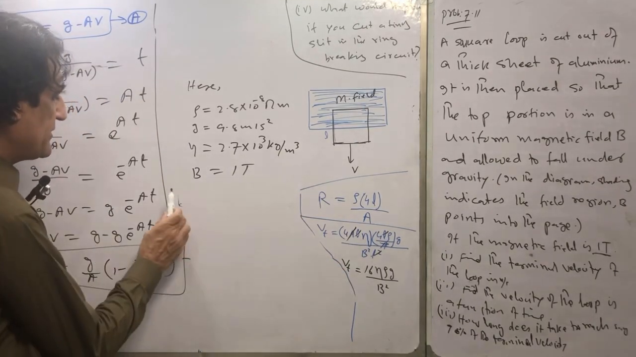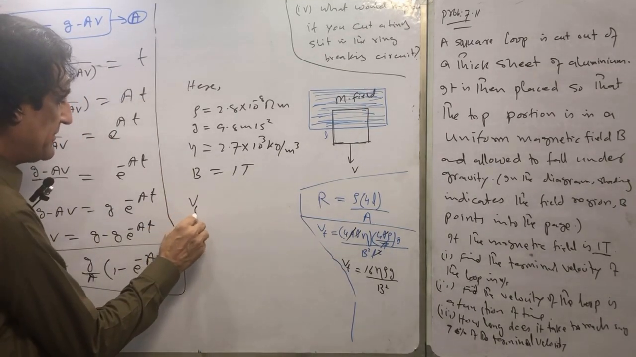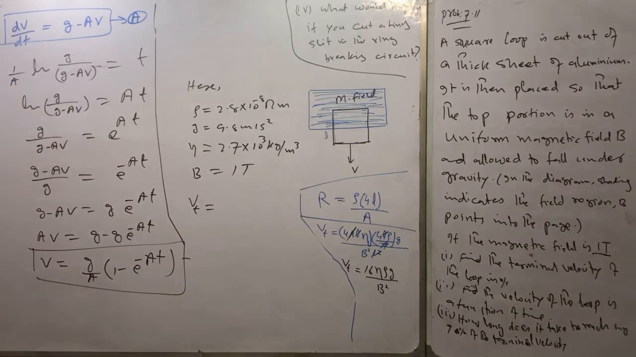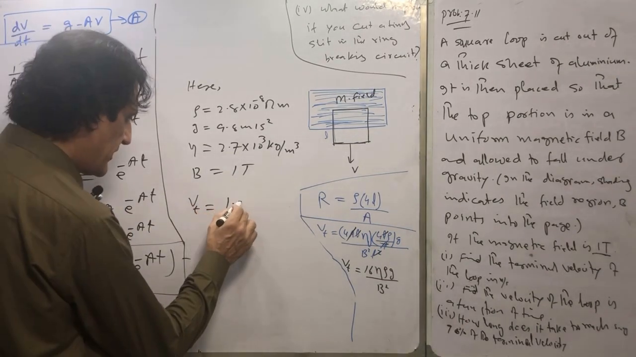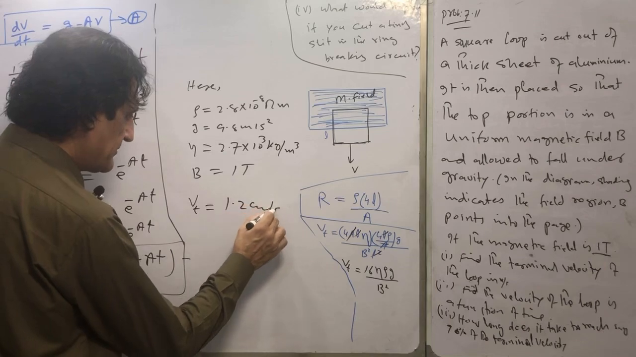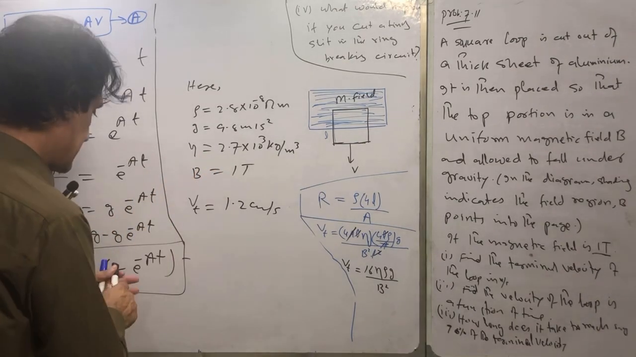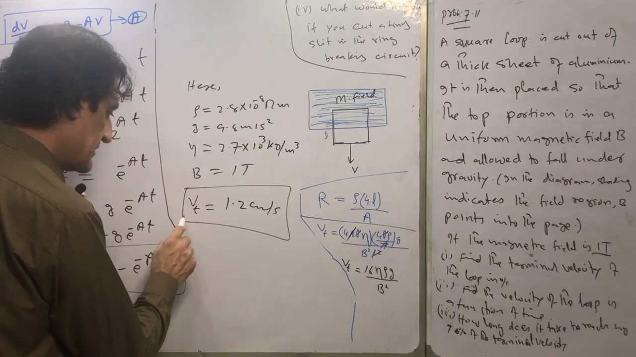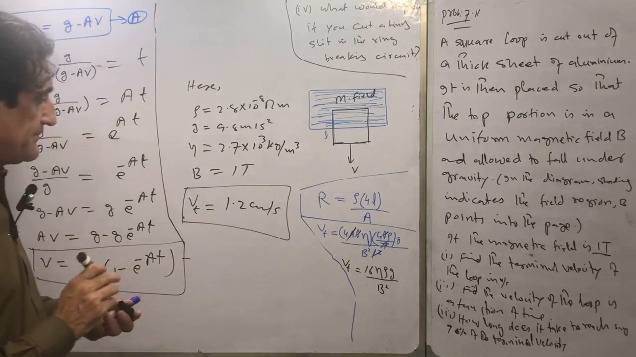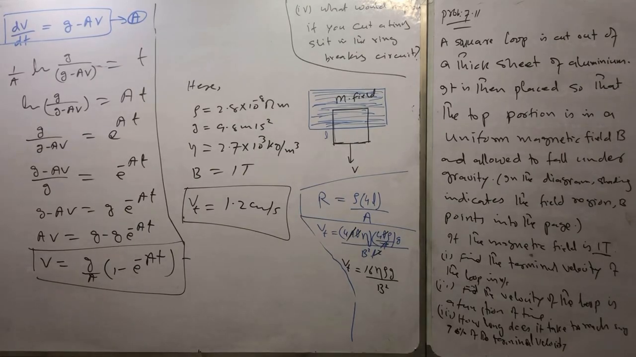Putting all these values, then the terminal velocity must have the form of 1.2 centimeter per second. You must check this and calculate the terminal velocity.